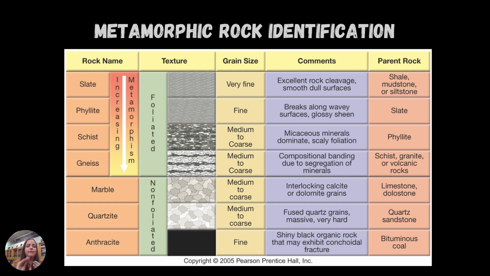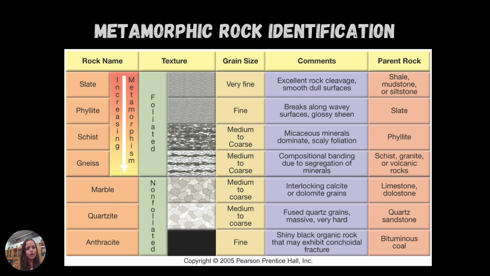Okay, so we have foliated at the top. That's the four: slate, phyllite, schist, and gneiss. That was our Barrovian sequence. And then our non-foliated are marble, quartzite, and anthracite coal. Okay, so those are the textures you're looking for. The other textures that help are like the grain size. Is it fine grained or is it medium to coarse grained? And that'll also help you with the identification.